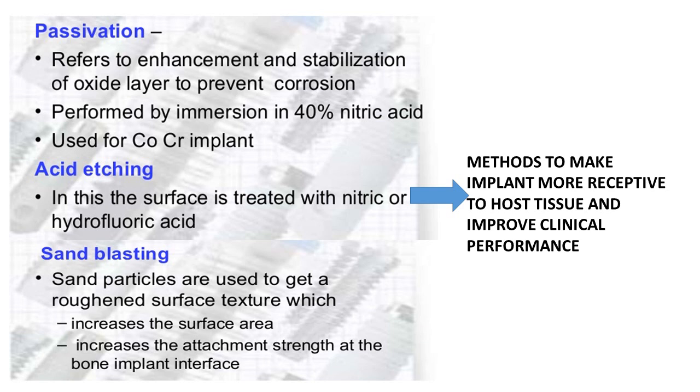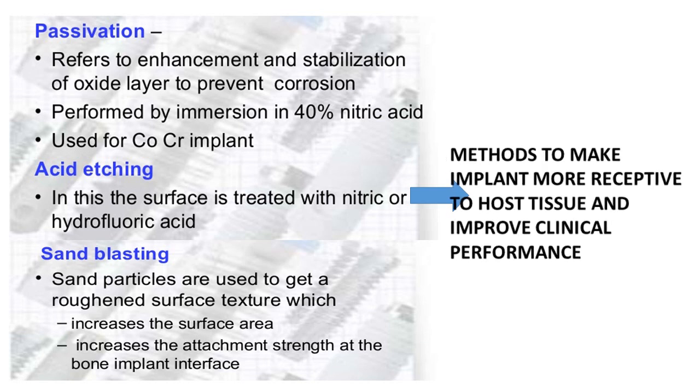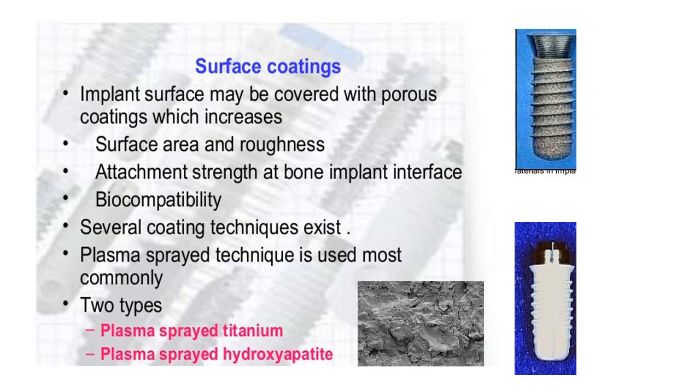In acid etching, the surface can be treated with nitric or hydrofluoric acid. Again, this also makes the surface more receptive and improves the clinical performance. And then sandblasting, as you know, is basically a procedure by which we get a roughened surface texture. Now the roughened surface texture of the implant increases the overall surface area. The surface area is increased, so there is better bonding to the bone, and it increases the attachment strength at the bone implant interface.